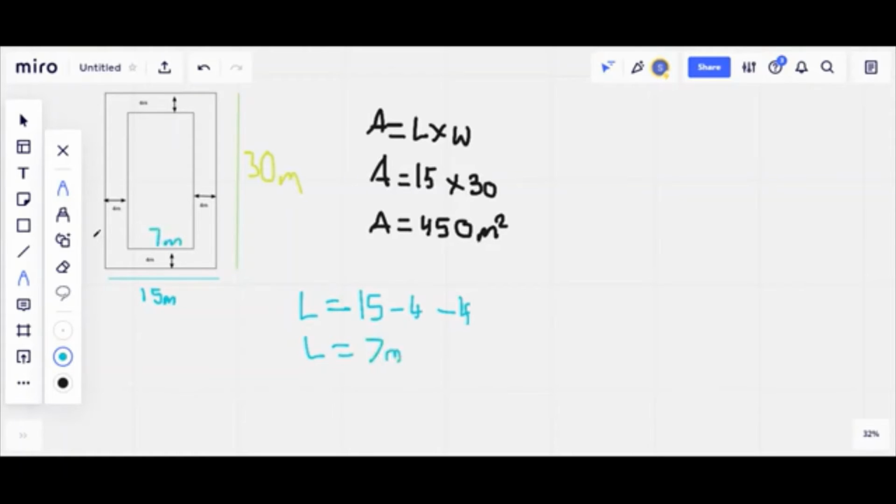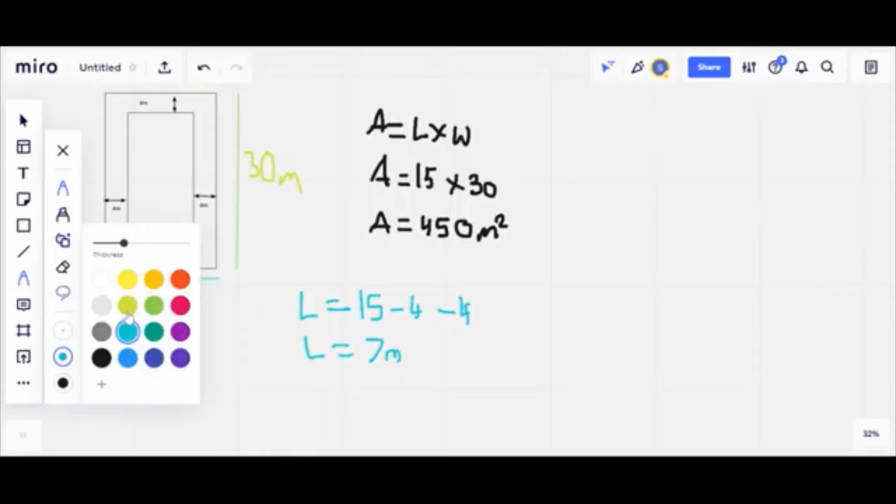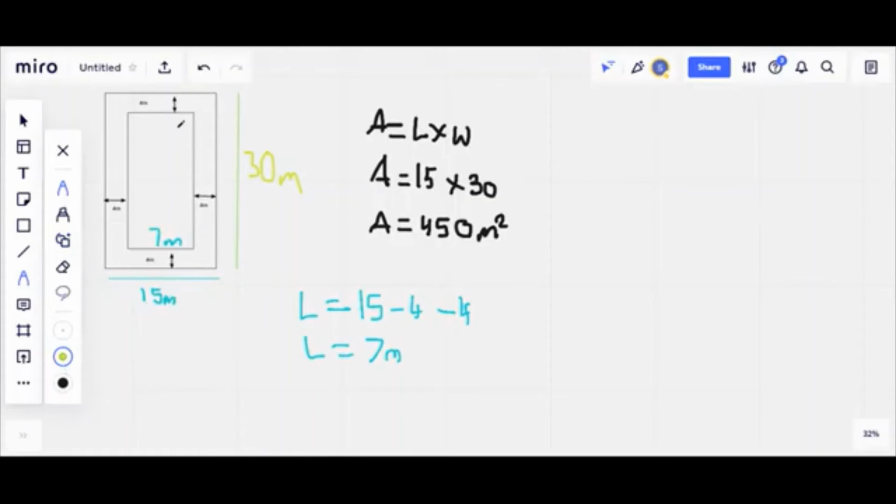So let's write that in here, 7 meters. So now let's try and find our width, our horizontal. So the same thing again. So we're using this value here now, our 30 meters. And let's write down here, width is equal to our 30 meters. And we've still got 4 meters on each side. So width equals 30 minus 4. And then we subtract another 4. So our width will equal 22 meters. Let's write that in here, 22 meters.